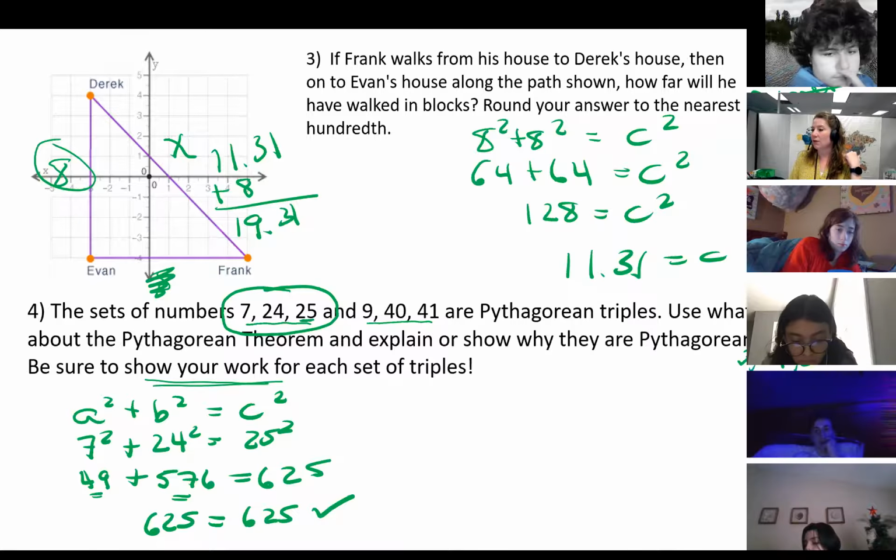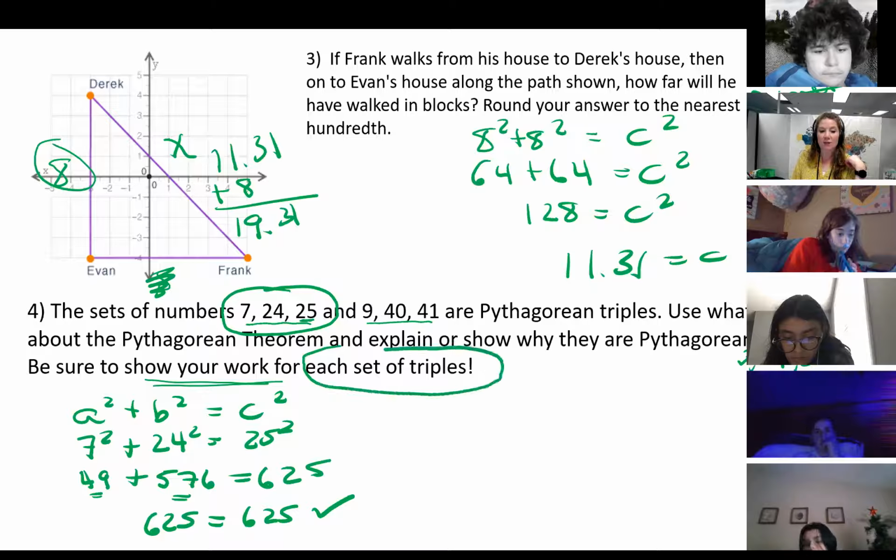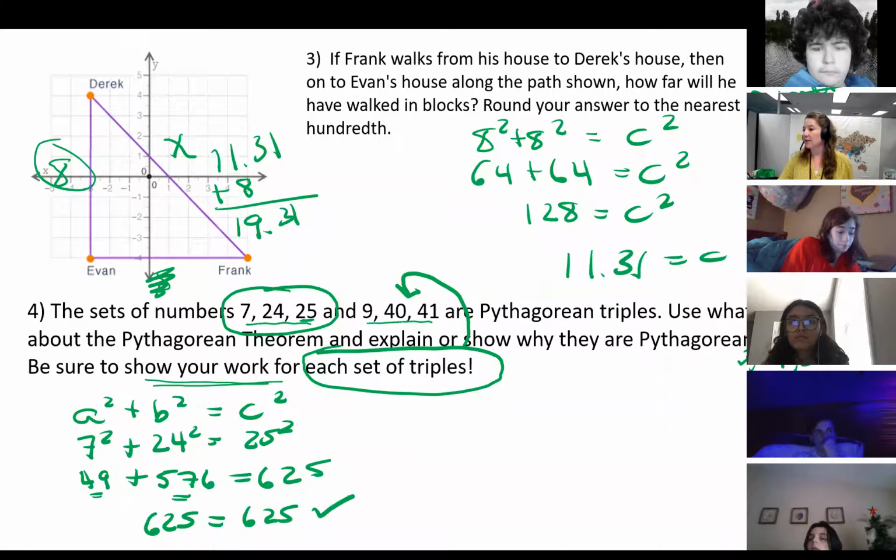Does that make sense to you? And if the directions say to do this for each set of triples, you have to do this one also. You're going to show your work just the same way we did with the first one, okay? So when you're doing a constructed response question, make sure you answer it fully.